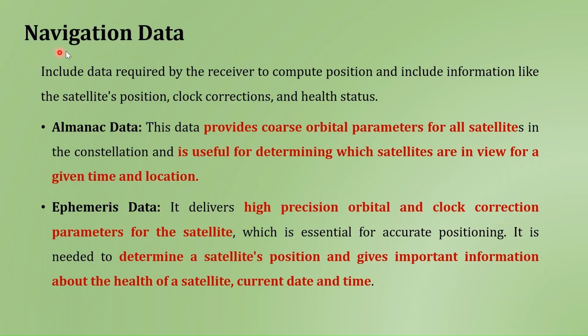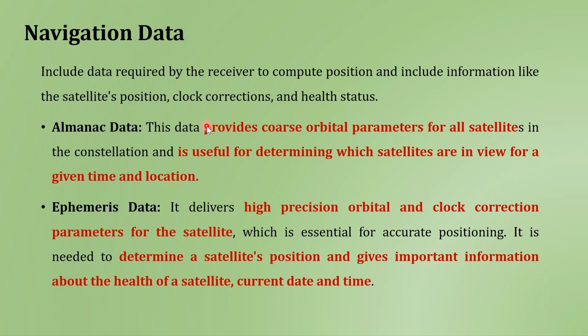Apart from the ranging code, this signal also contains the navigation data. So this data is required by the receiver to compute the position, and it includes information like the satellite position, clock corrections and the health status. So this navigation data is of two types, almanac data and ephemeris data.